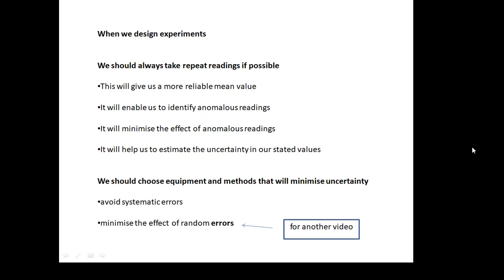It will also help us to estimate the uncertainty. If we've taken several readings, then we can use them to estimate the uncertainty from the maximum and minimum values. We should choose equipment and methods that will minimize uncertainty, so that we're avoiding systematic errors, and again, to minimize the effect of random errors.